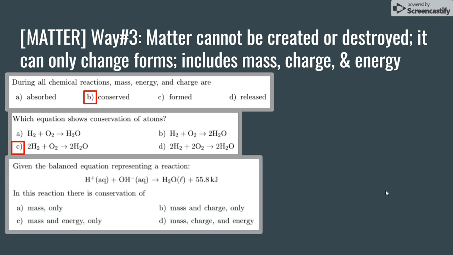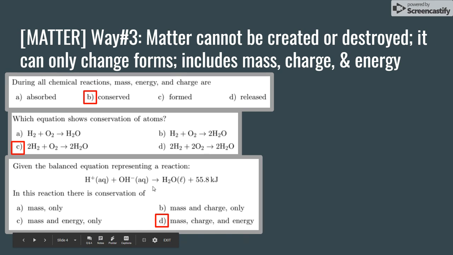So given the balanced equation representing a reaction, H+ aqueous plus OH- aqueous produces H2O liquid plus 55.8 kilojoules. Kilojoules just means energy. In this reaction, there is conservation of... Pause the video and think about what the correct answer is. Okay, it has to be D because remember, this idea that energy, charge, and mass is always conserved.